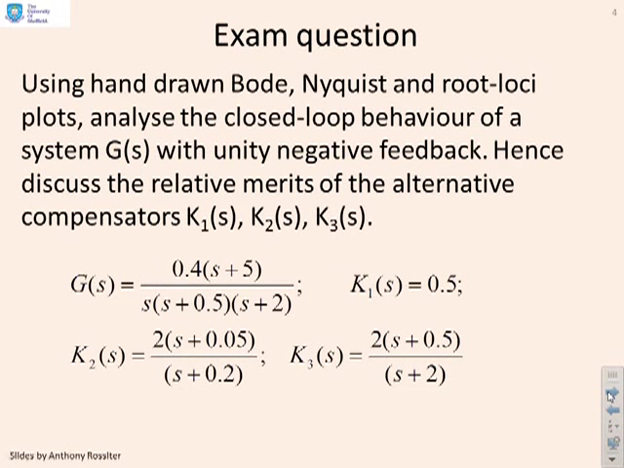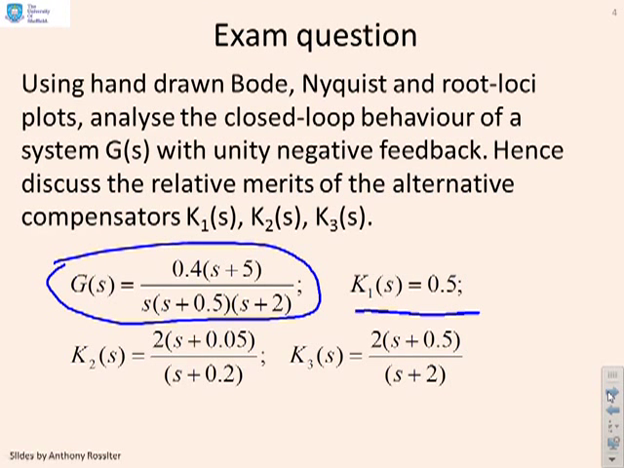Here's the question then. Using hand-drawn Bode, Nyquist and root-loci plots, analyse the closed-loop behaviour of a system G(s) with unity negative feedback, and you'll see G(s) is given here. Once you've done that, discuss the relative merits of the alternative compensator strategies. You'll see you've got K1, K2 and K3. Now is the time to pause and try this by yourself, and only then come and look at the sketch solution that I will provide.